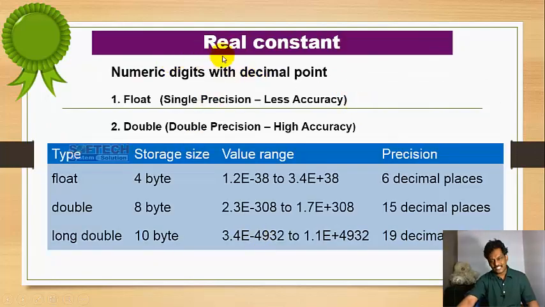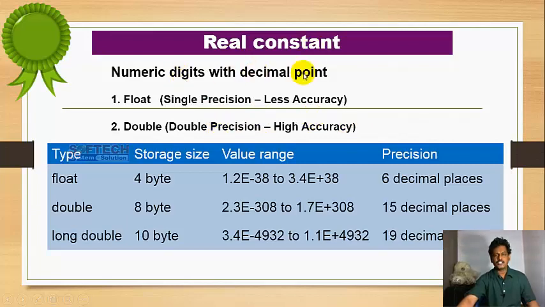Then the next type of constant is real constant. Just now we discussed only integer constant. Now we discuss real constant. Real constant consists of two types. One is float, the second one is double. Float is for single precision, that is to store less accuracy values. Double is to store high accuracy values.